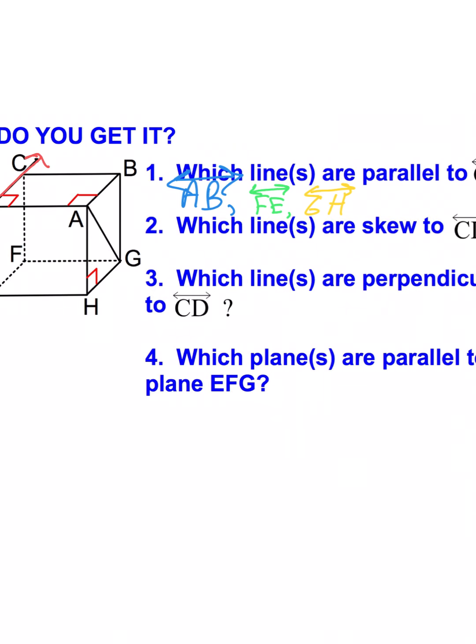Lines like that would be, for example, line BG. We also have line EH. We also have line, let's see, FG. And then there's one more that I can think of. It's this random one that's diagonal. Line AG.